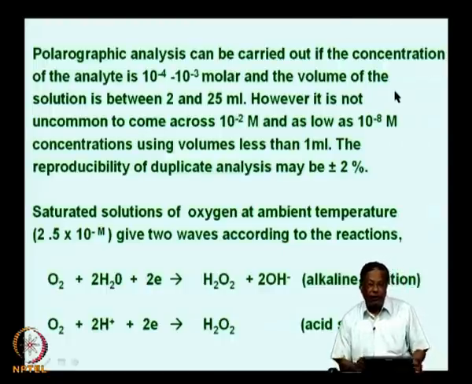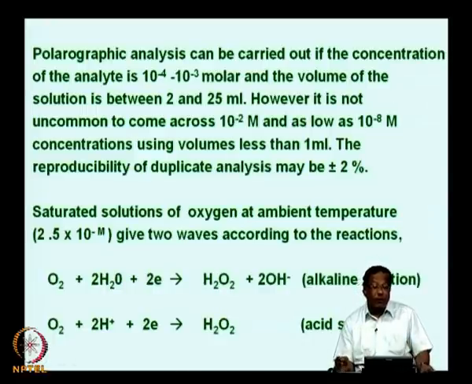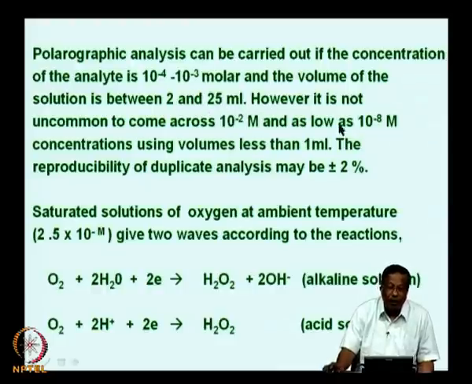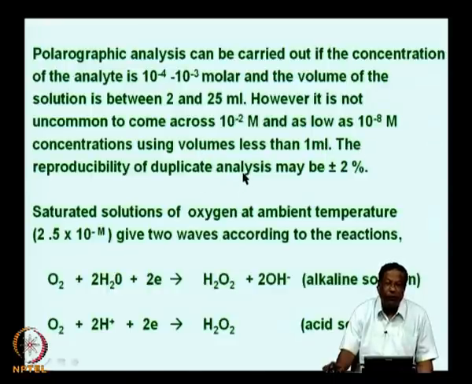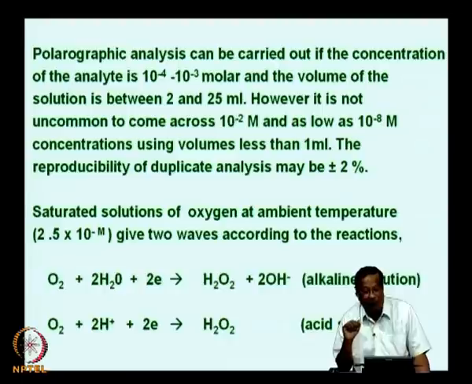Now, polarographic analysis, apart from the direct reducible metal ions and complex ions, can be carried out if the concentration of the analyte is of the order of about 10 raised to minus 4 to 10 raised to minus 3 moles. And the volume of the solution usually taken in polarographic determination varies between 2 and 25 ml. However, it is not uncommon to come across concentrations of 10 raised to minus 2 molar, and as low as 10 raised to minus 8 molar using volumes less than 1 ml. It is not very uncommon at all.